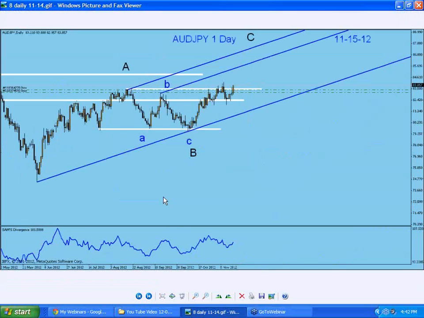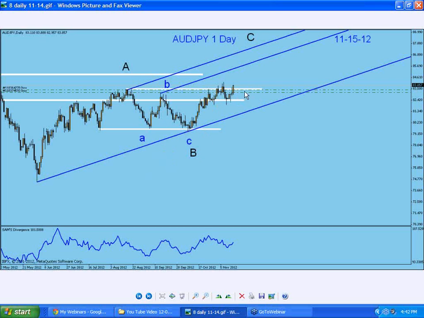All right, another pair, AUD JPY, daily chart, November 15th. I have written here that it's just an Elliott wave correction, A, B, and C. And the B wave also has a wobble, A, B, C. Nice and easy. It's so clear that anybody, if you know what the correction is and a little bit of Elliott wave, can easily pinpoint this.